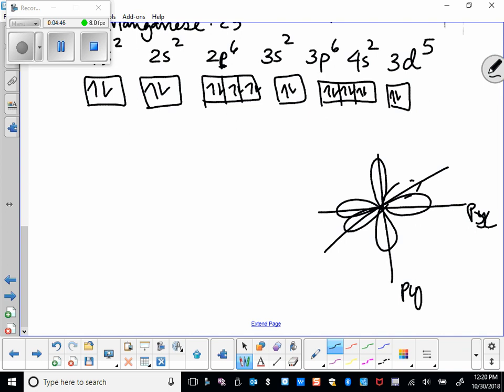How many boxes do we draw for D? 5. 1, 2, 3, 4, 5. Is that right? And there are 5 different electrons. So how will you show them in the d orbital? Do we understand how orbital diagrams are drawn? So if they ask you for an orbital diagram, write the electron configuration, and then draw the boxes and arrows.